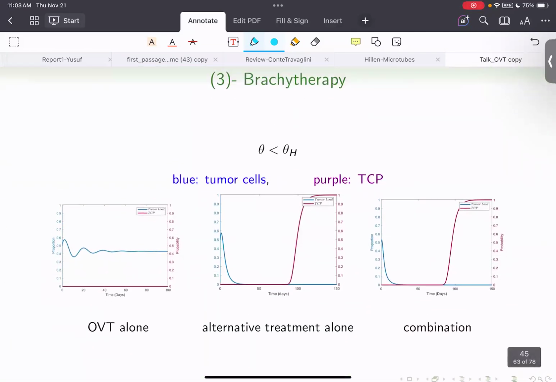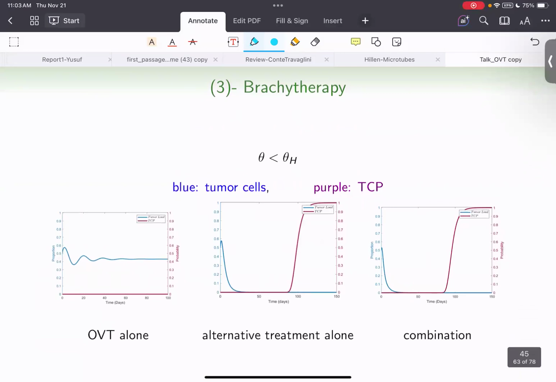All right. And then for each of these seven cases, we look at two cases. If theta is below the Hopf point, then we have coexistence of cancer and infected cancer cells, which is this state here. So oncolytic viral therapy alone is not successful.